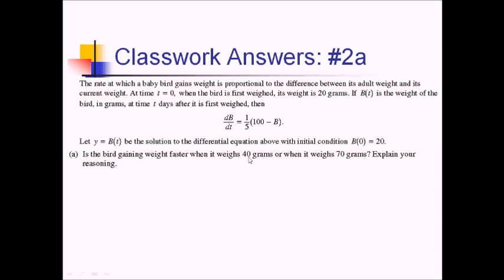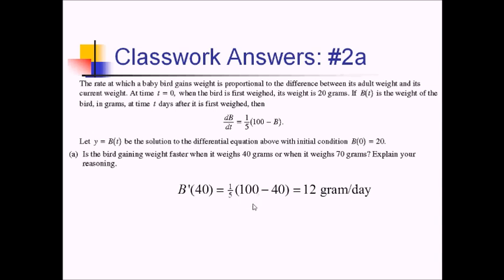Well, the rate of change for its weight, again, is given by this differential equation, and these are b values they're giving us. These are both bird weights, so we just have to plug both of these in and see which one gives us a larger output. So we've got, I'm going to call this b prime of 40. That's going to be 1/5 of 100 minus 40. So 1/5 of 60 comes out to 12, and this is going to be in grams per day. So that's the rate at which the bird's weight is changing.